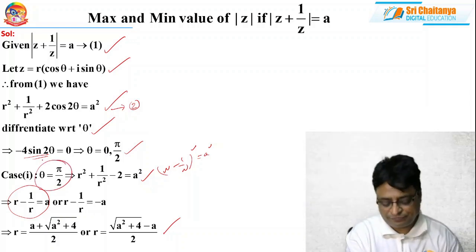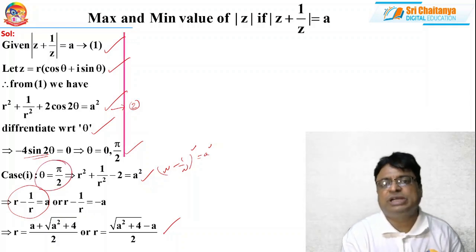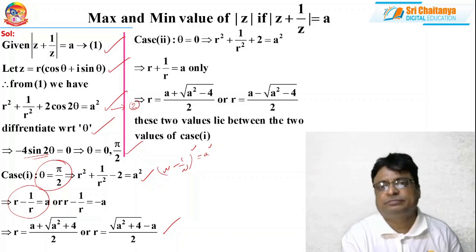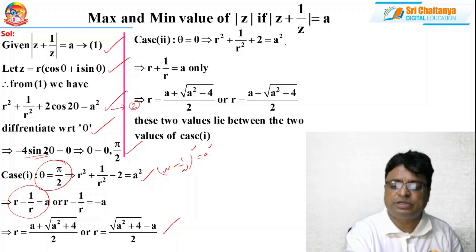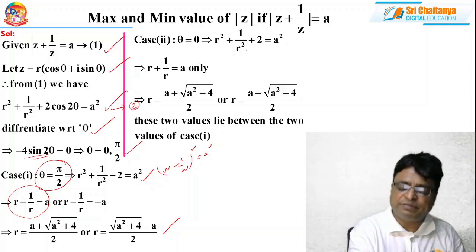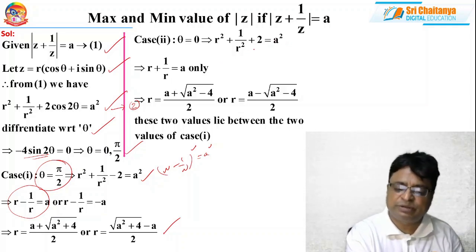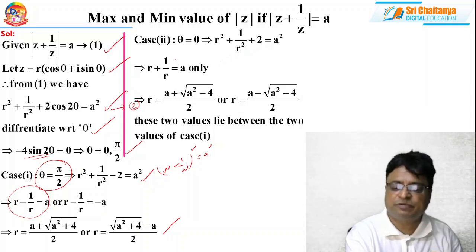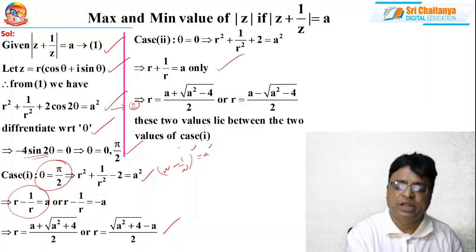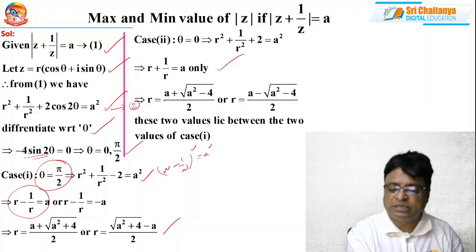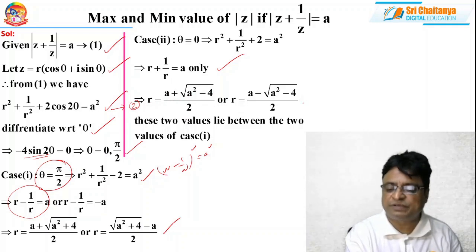Case number 2: if theta is equal to 0, again I get r square plus 1 by r square plus 2 equal to a square. From this, (r plus 1 by r) whole square is equal to a square. Since r is positive, r plus 1 by r is equal to a only. You never get plus or minus. So here I get r is equal to (a plus root of a square minus 4) by 2, or r is equal to (a minus root of a square minus 4) by 2.